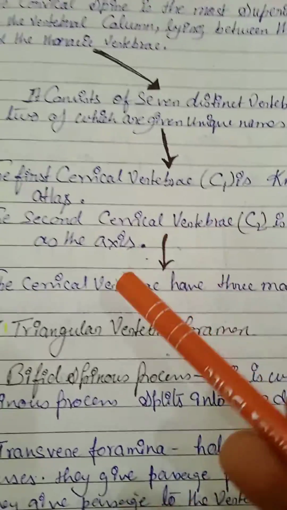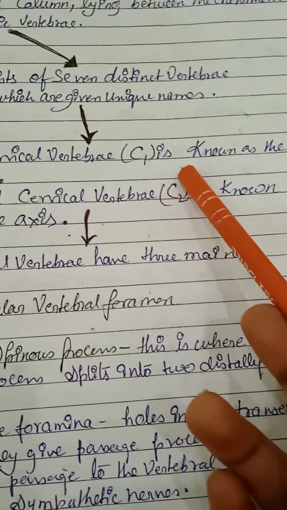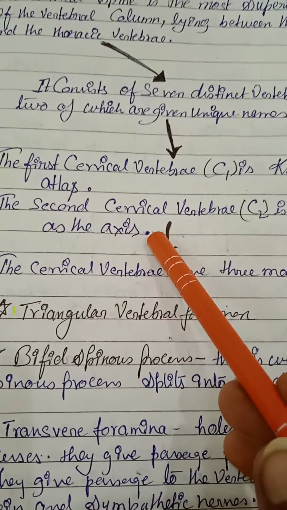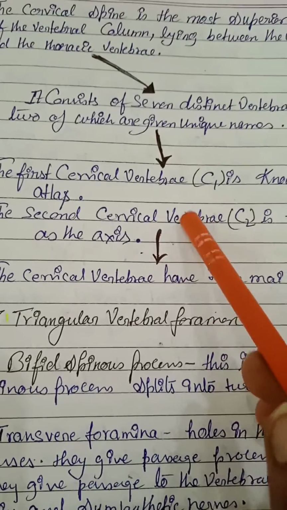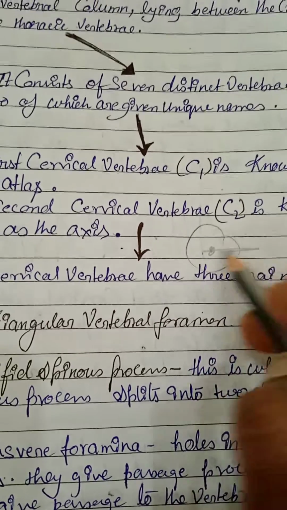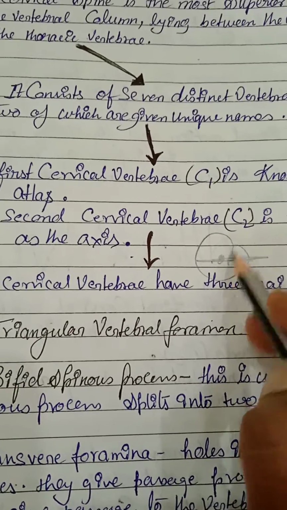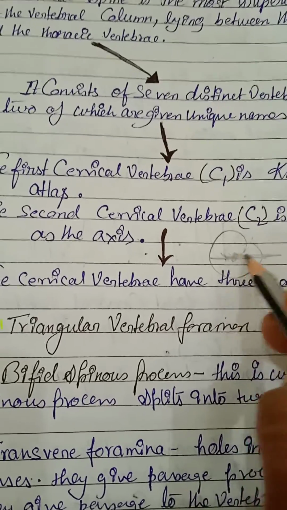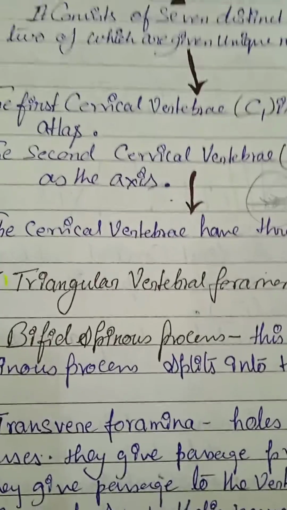First, the cervical vertebra is known as the atlas, and the second is the axis. Suppose it's a circle. This is the axis and this is the atlas. Okay, the atlas is the base point of your cervical spine.